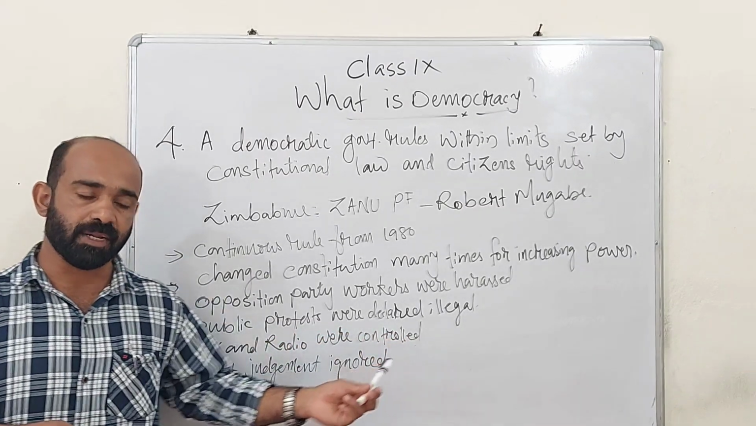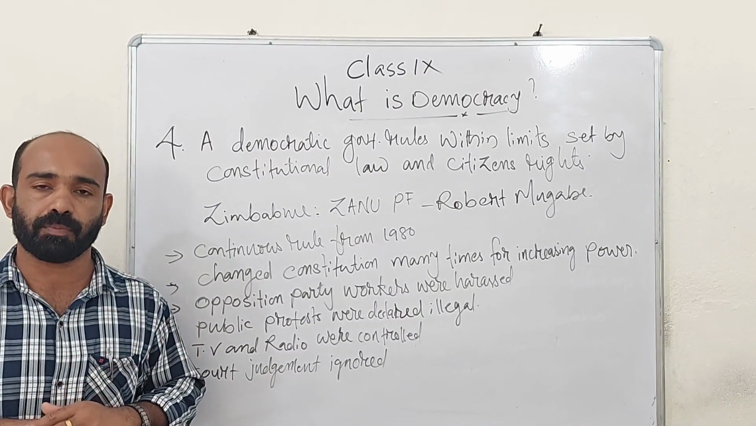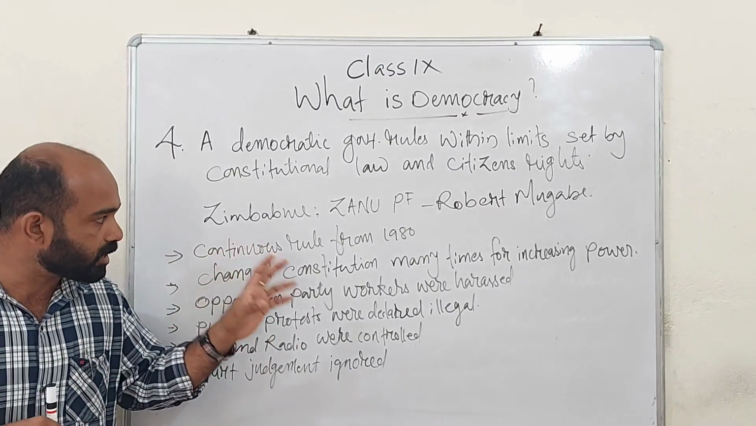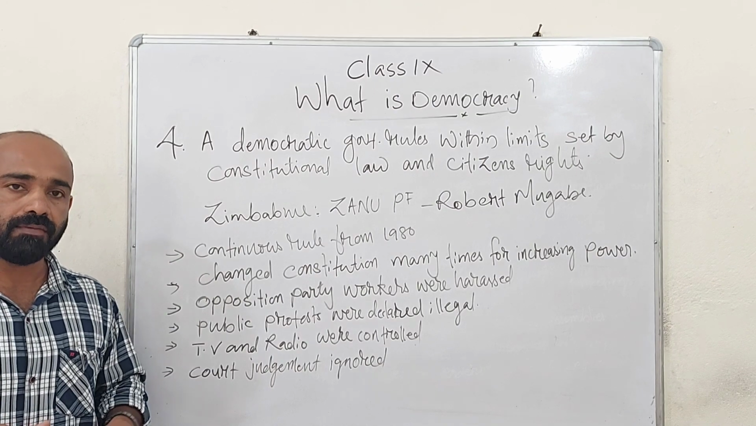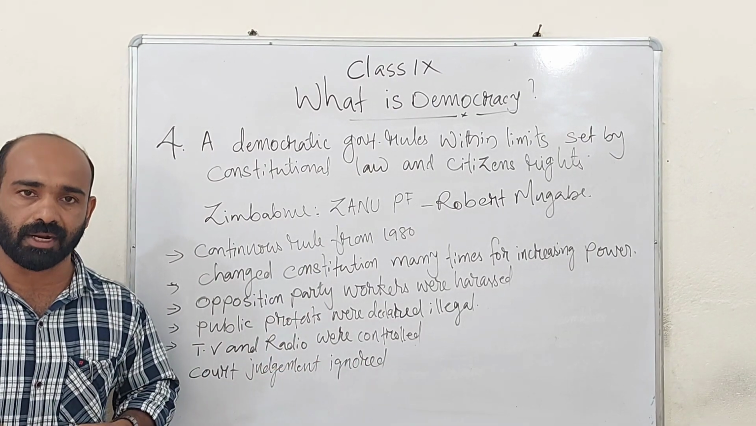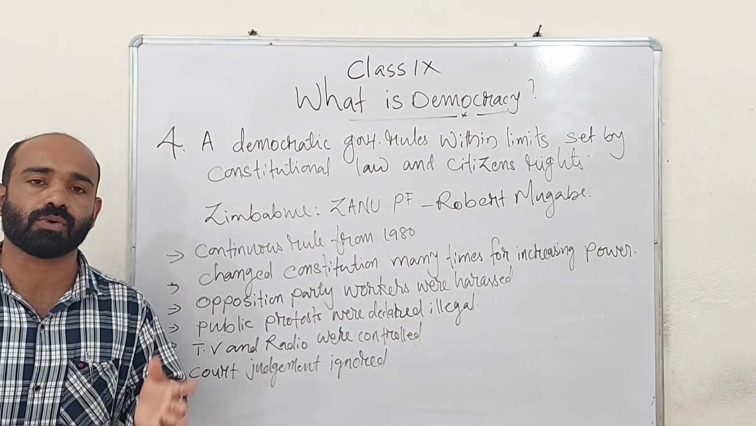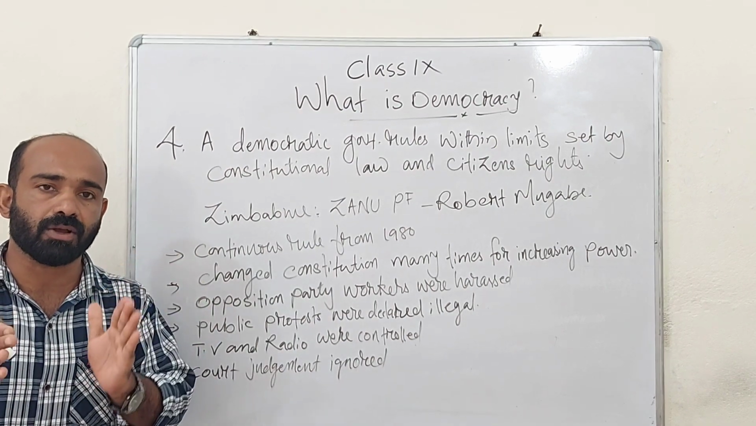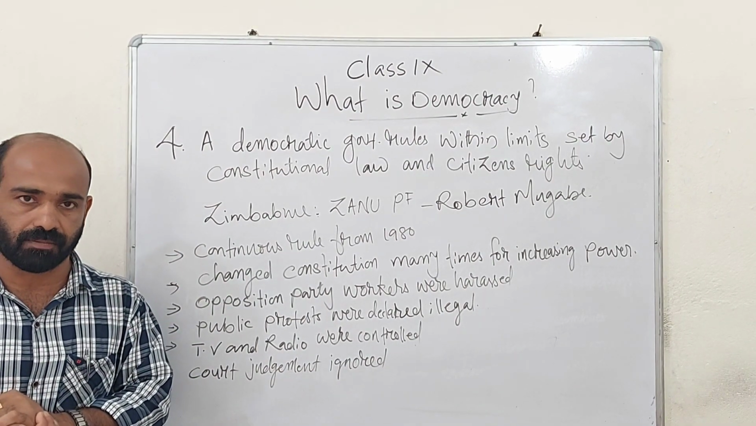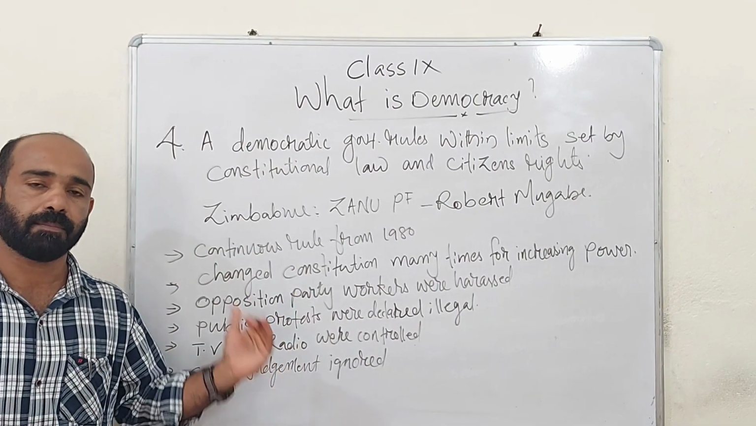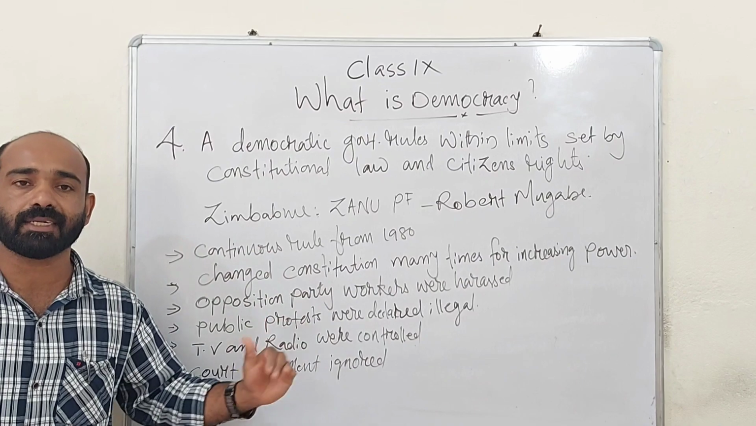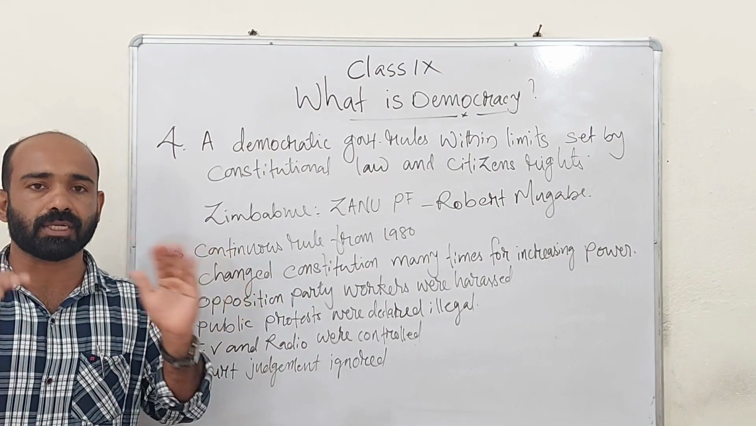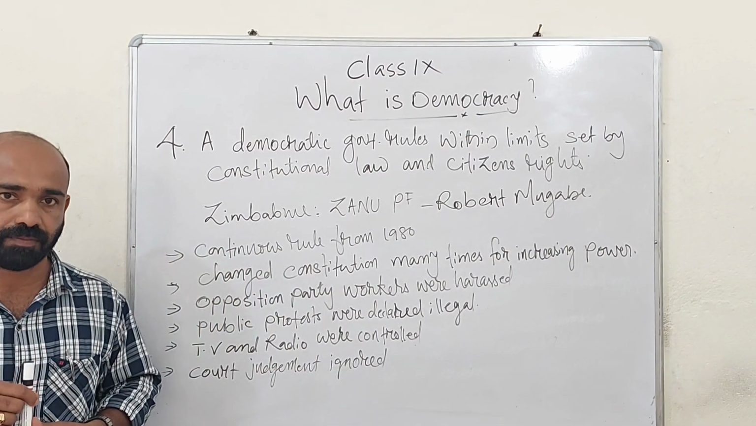TV and radio were controlled, which means media was under the control of this party. Media was not at all able to give any news, any information against the interest of ZANU-PF. Even some court judgments were also ignored. Judiciary was also under the control of this political party. So such a country cannot be called a real democratic nation. Because here the party or government always violated the constitutional law and violated citizens' rights.